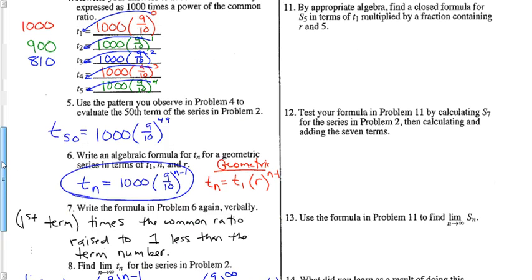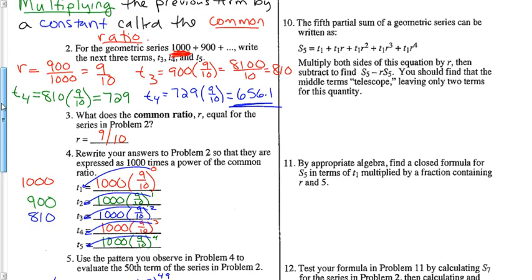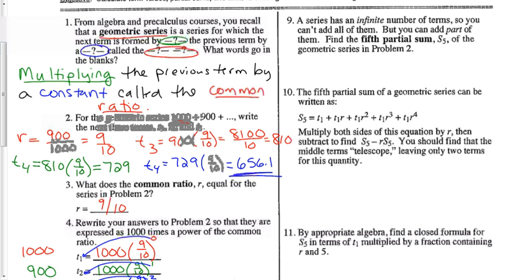Number 9. A series has an infinite number of terms, so you can't add all of them. Does that make sense? A series goes on forever unless you've been given a specific beginning and a specific ending. But you can add part of them. Find the fifth partial sum, we will call that S sub 5, of the geometric series in problem 2.